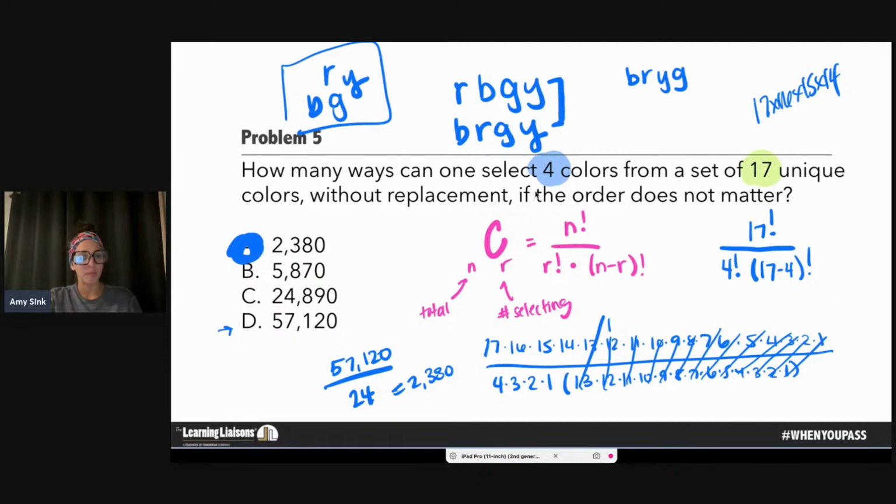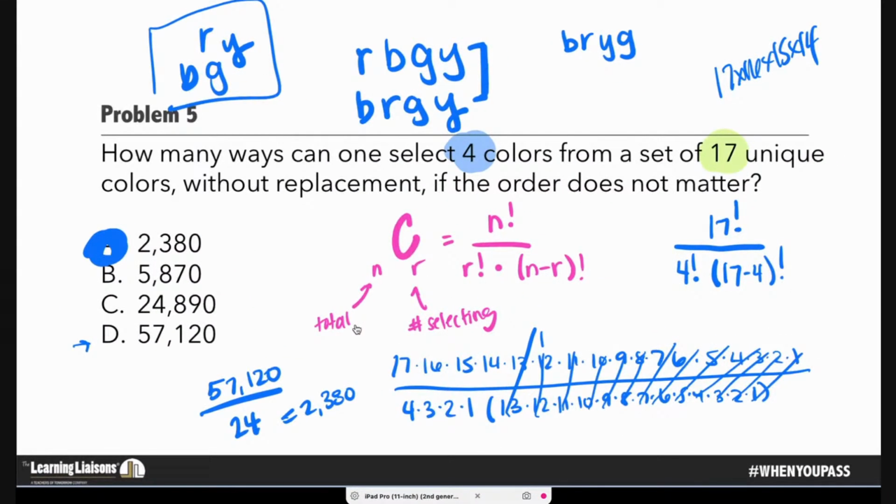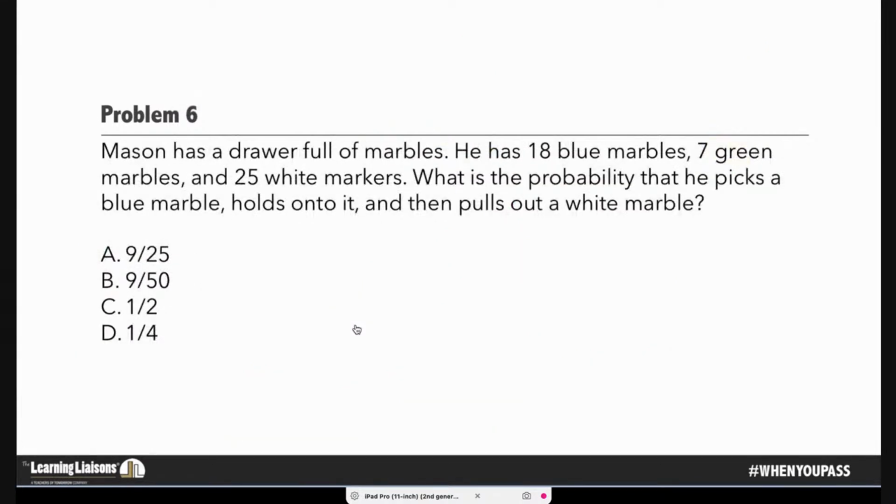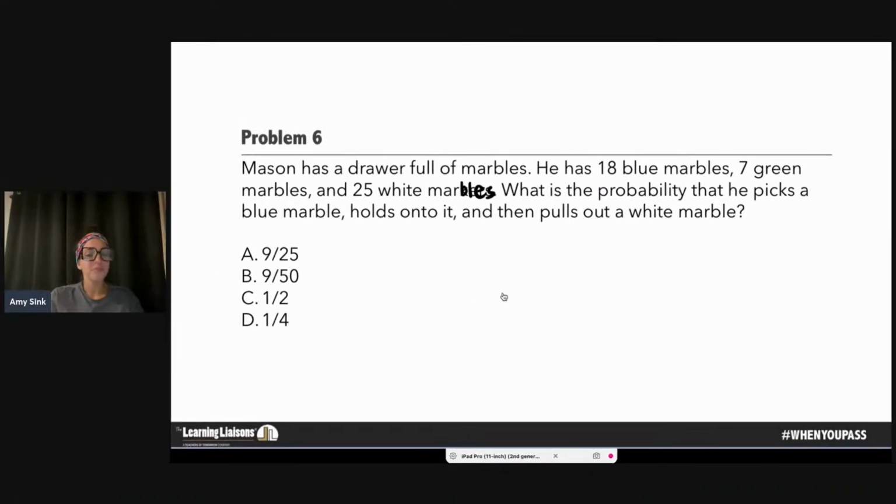All right, let's go ahead and go on to problem number 6. Mason has a drawer full of marbles. He has 18 blue marbles, 7 green marbles, and 25 white marbles. What is the probability that he picks a blue marble, holds onto it, and then pulls out a white marble? So this right here is probability without replacement.